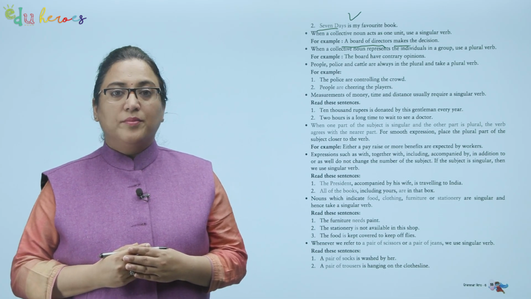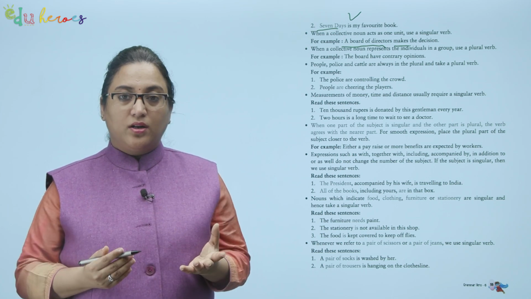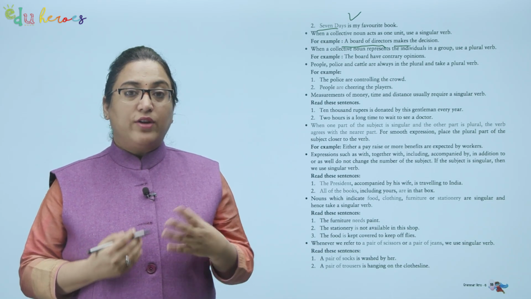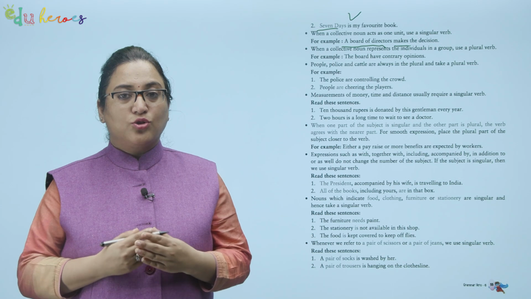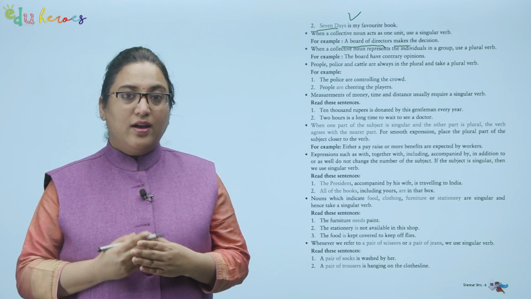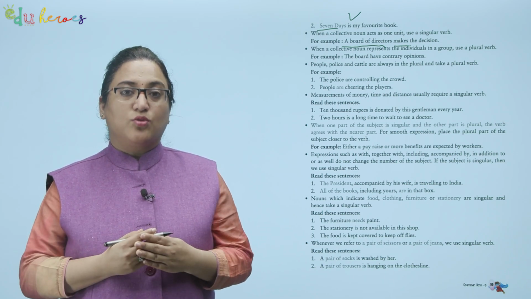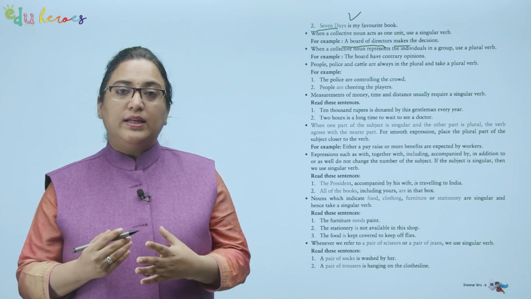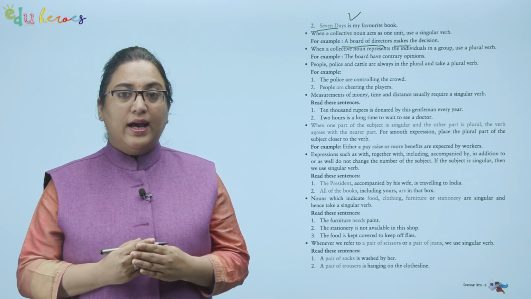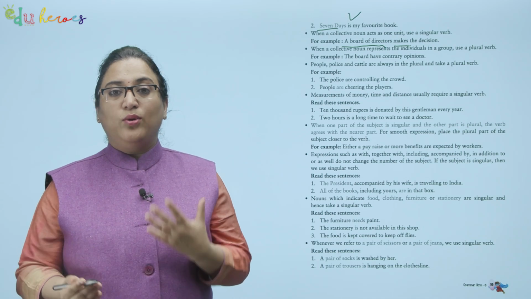Another rule, when a collective noun represents the individuals in a group, use a plural verb. Now this is another rule of collective noun, right? For example, the board have contrary opinions. But here the verb that we've used is plural, have, because this collective noun is representing the individuals in a group. People, police and cattle are always in the plural. We consider them plural only and take a plural verb matching. For example, the police are controlling the crowd.